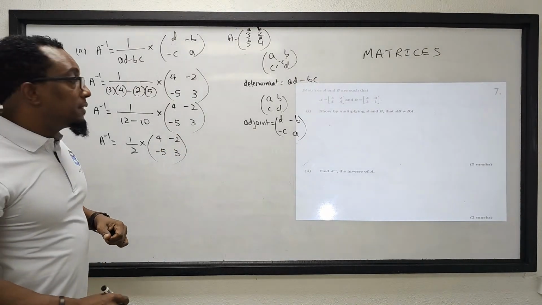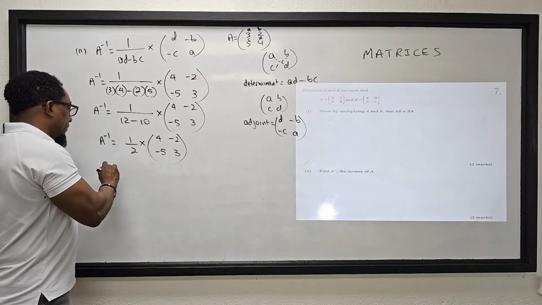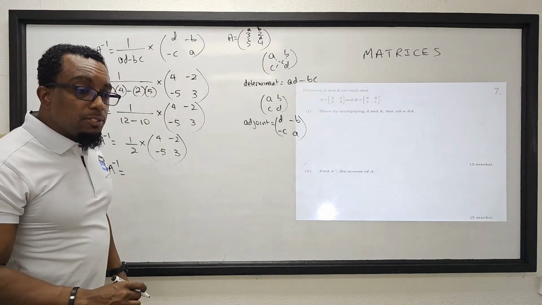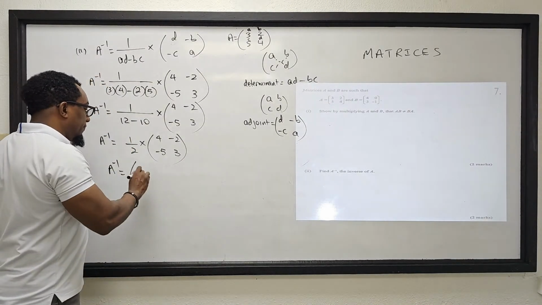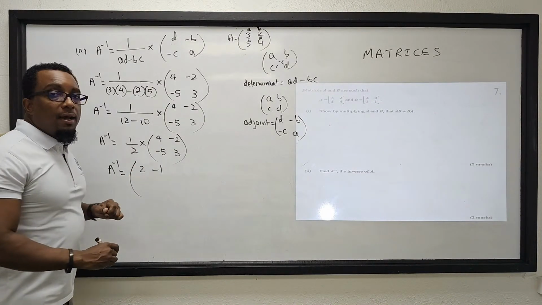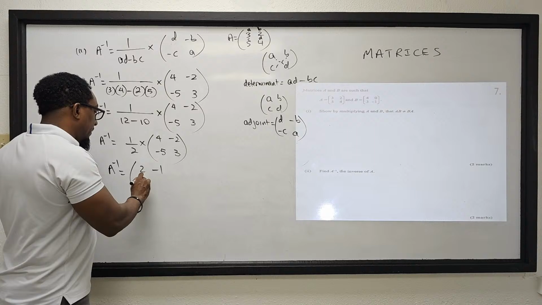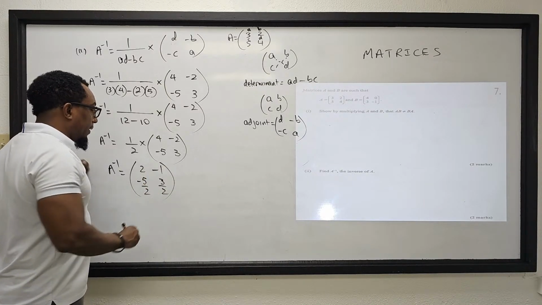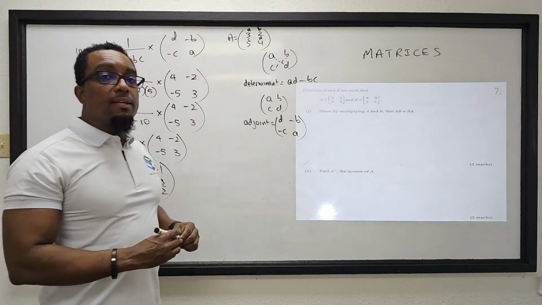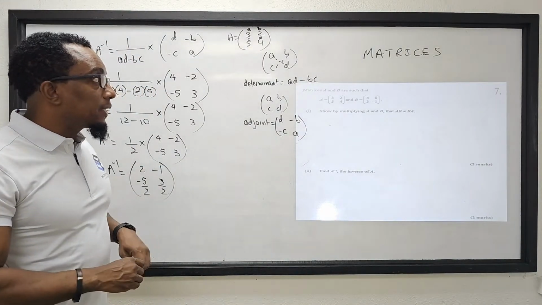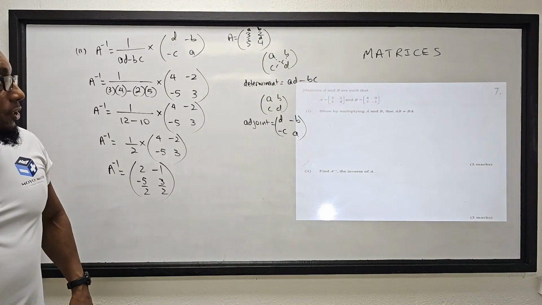And what you can do is multiply a half, which is called a scalar, by each of the elements within. So a half by 4 is 2, a half by negative 2 is negative 1, a half by negative 5 is negative 5 over 2, and a half by 3 is 3 over 2. So that's A inverse. So we should know how to find the inverse of a matrix. Let's look at the next part of this question.